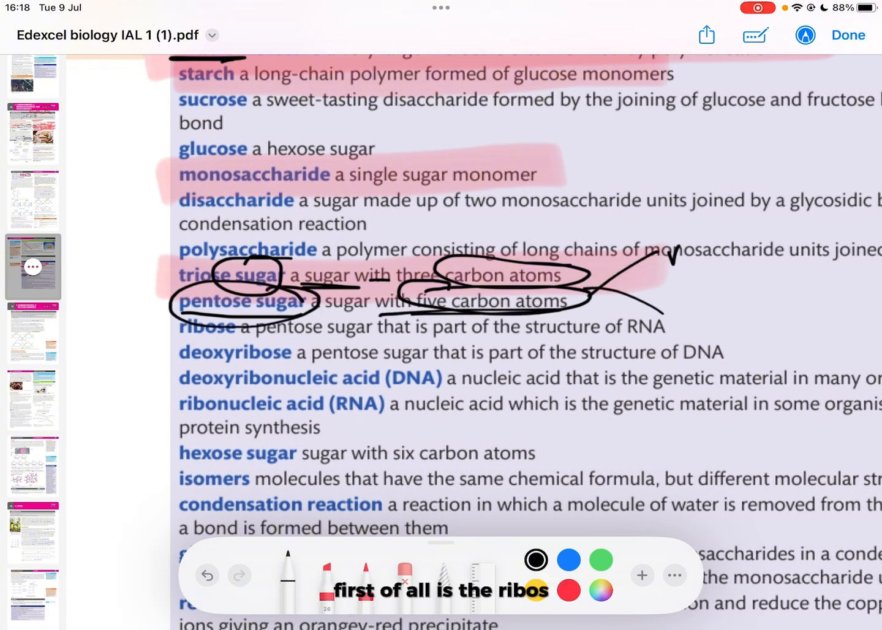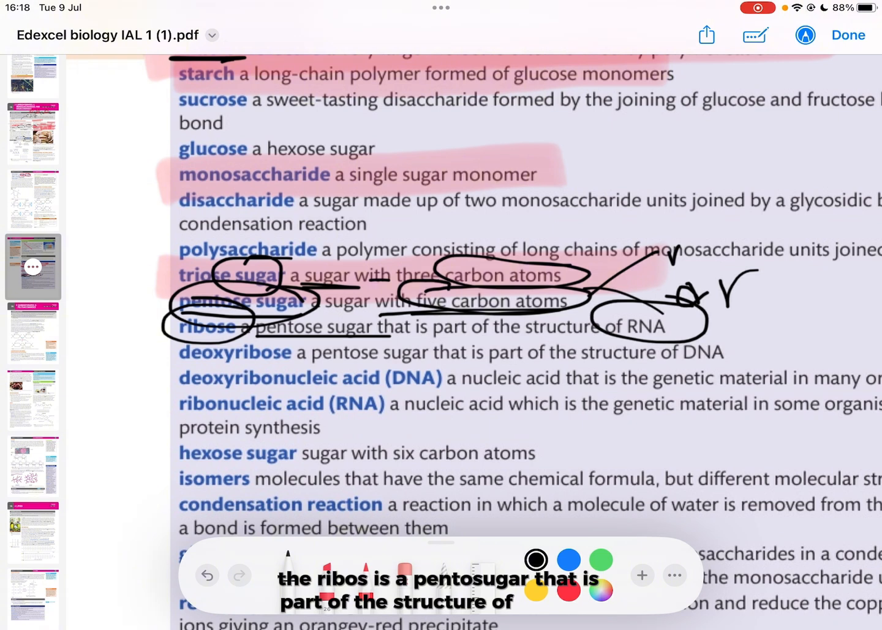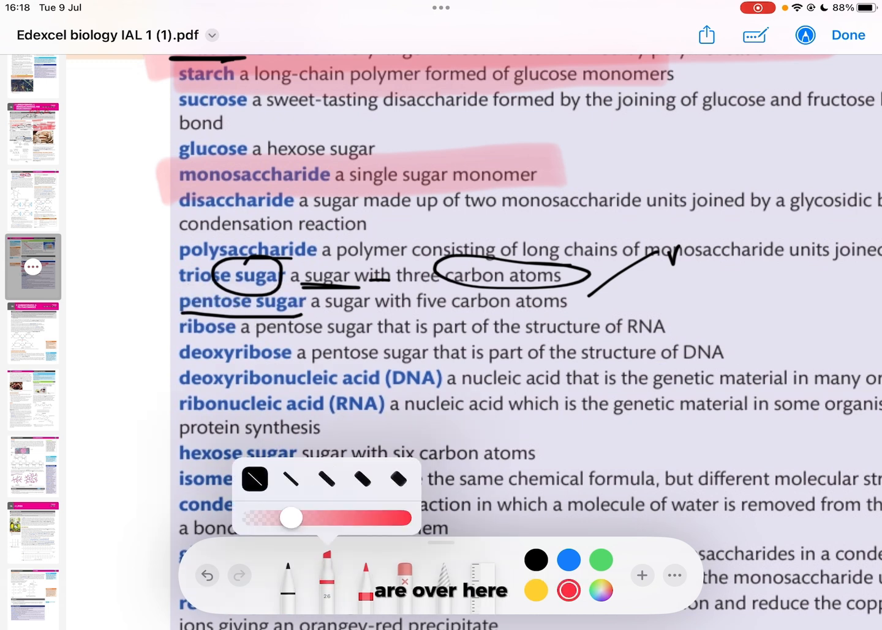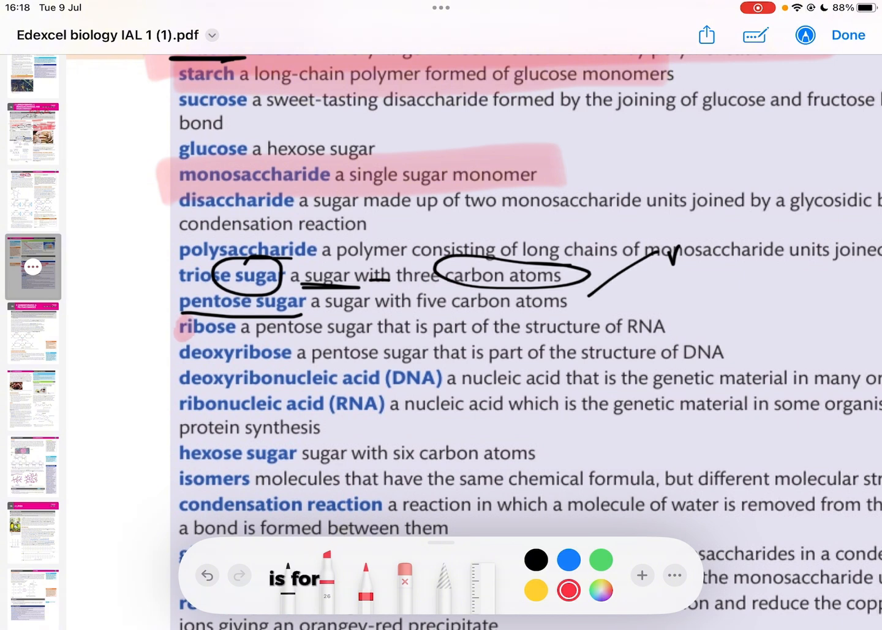First of all is the ribose, second of all is the deoxyribose. The ribose is a pentose sugar that is part of the structure of the RNA, and the deoxyribose is a pentose sugar as well that is part of the structure of the DNA. You can remember it this way: the R over here is for the RNA, and the D over here is for DNA.